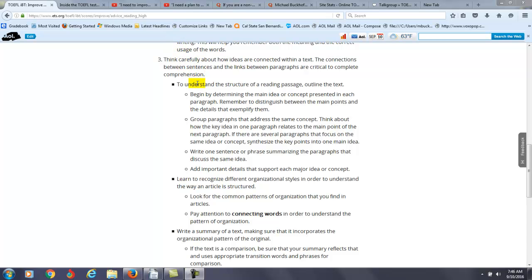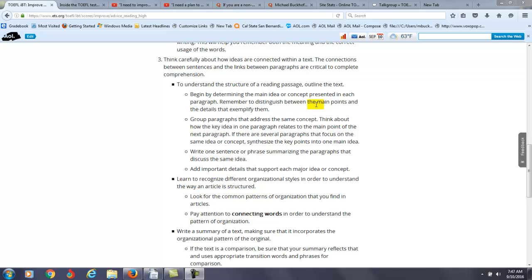So in order for you to do this, it's a good idea, as it's saying here, to practice outlining. It says, begin by determining the main idea or concept presented in each paragraph. Remember that main ideas are typically stated near the beginning of the paragraph. It says, remember to distinguish between the main points and the details that exemplify them.